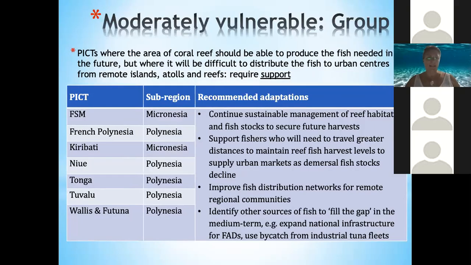Next slide, please. Group 2 were those where their coral reefs should be able to provide enough fish needed for food into the future, but it might be difficult for them to be distributed. So there might be impacts in one place, but not another, and then there needs to be some sort of transport system within the country. Some of these countries, as you can see listed, are very dispersed nations, atoll nations, covering very large areas, and getting their fish distributed was a key issue there. So ocean acidification will have a minor impact, and they just need to make sure that they can distribute their fish appropriately for food.